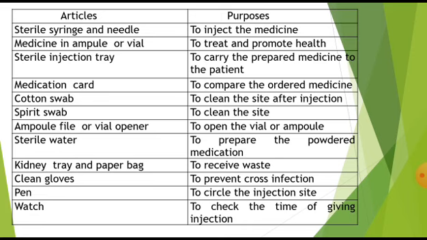form, kidney tray and paper bag to receive the waste, clean gloves to prevent cross infection, pen to circle the injection site. While selecting the pen, you have to select blue or black, don't use red ink. Watch to check the time of giving injection.